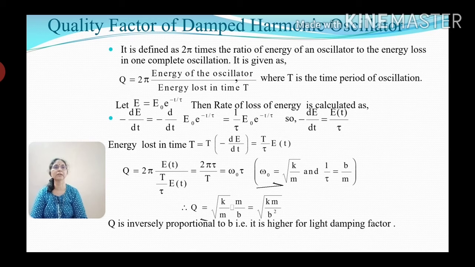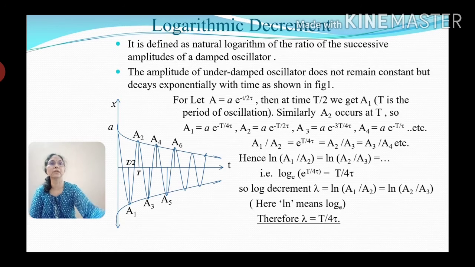So, Q is given as, because it depends upon the restoring constant, it depends upon the frictional coefficient b, and it also depends upon the mass. So, we got it, Q is equal to root km upon b. Okay. So, Q is inversely proportional to b, that is if it is light, b will be small, so Q will be higher. So, oscillation is good.